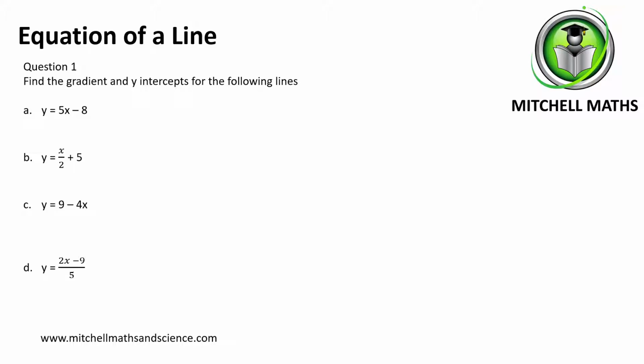If you have an equation of a straight line, you can always express it in the form y equals mx plus c. And when we express it in this form, m stands for the gradient and c stands for the y-intercept.